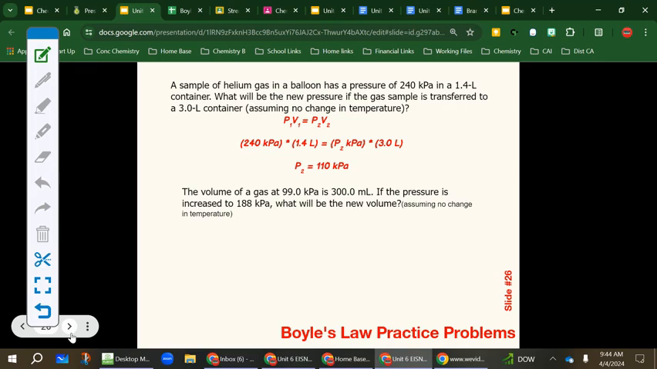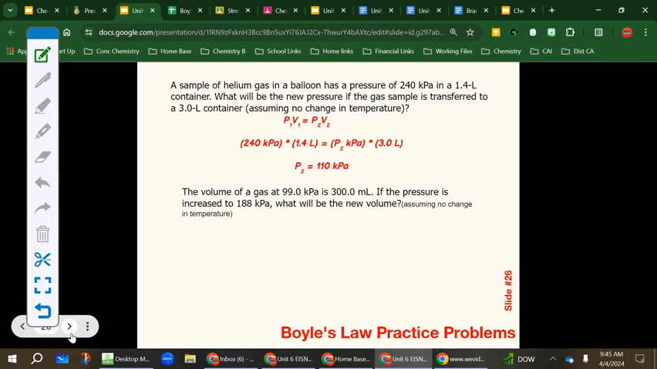The volume of a gas at 99.0 kPa is 300.0 milliliters. What is this? Pressure. Why? kPa. Very good. I didn't tell you that directly, but by knowing the unit and knowing that kPa is a pressure unit, you know that this is for pressure. How many sig figs? 3. The 0 is significant because of the decimal.